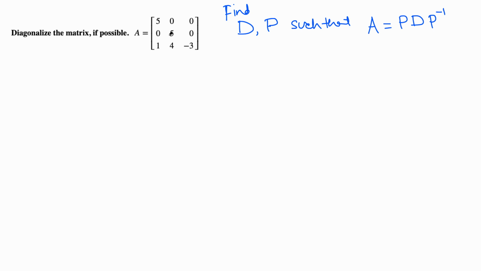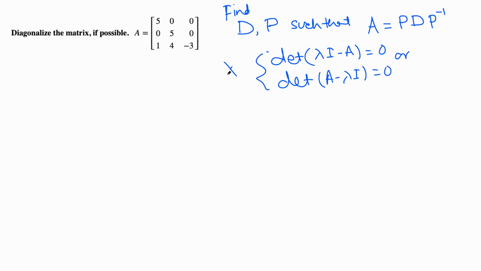Now, we know that D is just the diagonal matrix of eigenvalues, and P is the matrix of corresponding eigenvectors. So we need to find the eigenvalues, and to find them we solve the characteristic equation, lambda I minus A equals 0, or determinant of A minus lambda I equals 0. These are equivalent, and we solve for lambda.